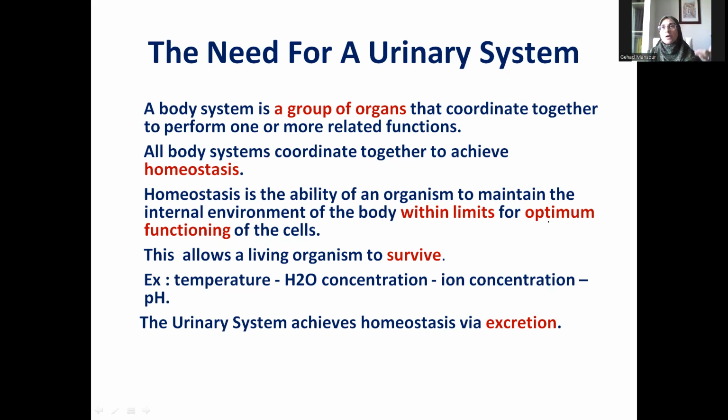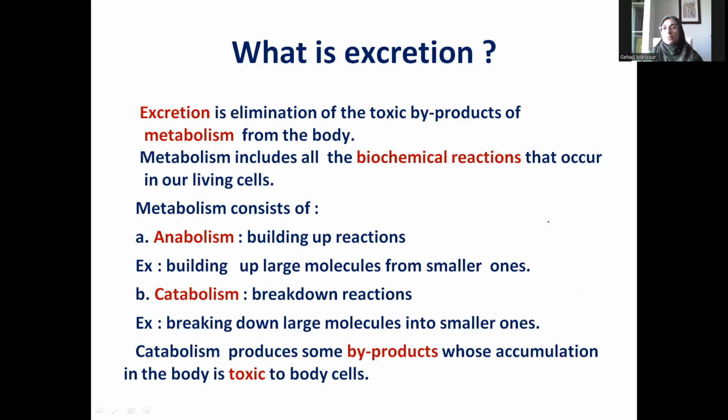So, for example, a normal blood glucose level, a normal water concentration, a salt concentration, acid and base balance, or the pH value of the blood. All these are aspects of homeostasis, okay?